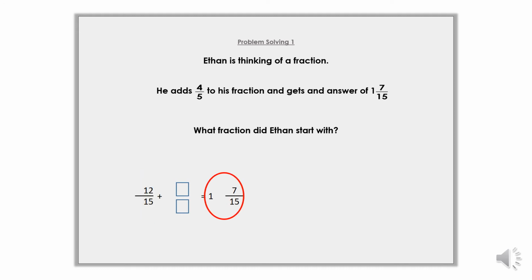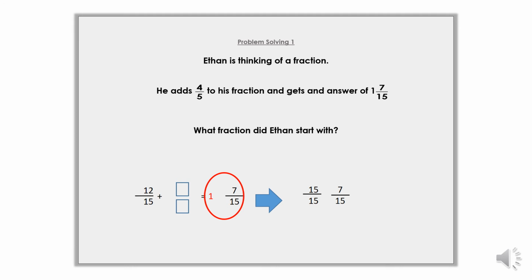Okay. So the next thing to look at is this mixed number here in the answer. I would prefer to have that as an improper fraction, as it will help me see what has been added to my 12/15. So let's look at that now. 1 whole. I know the 1 whole is the same as 15/15. Now my fraction part, 7/15.